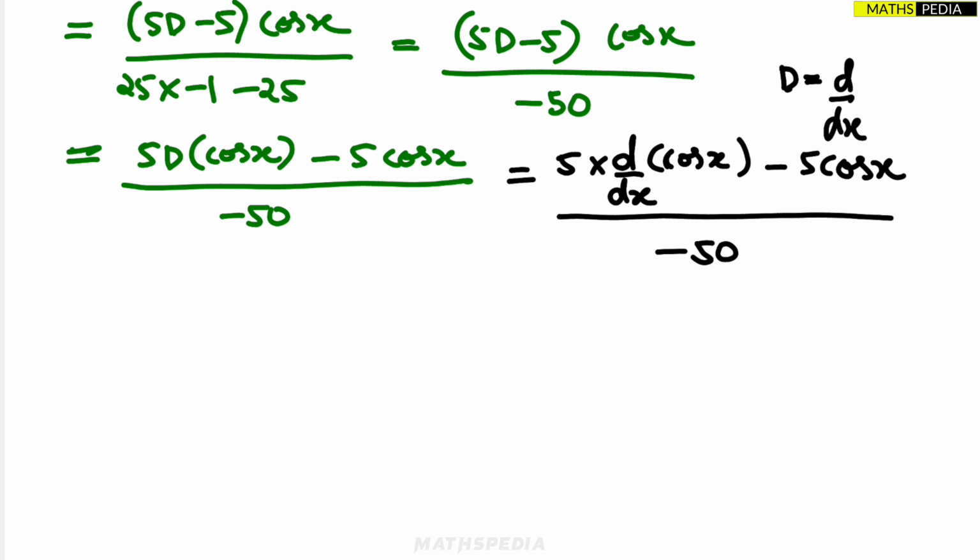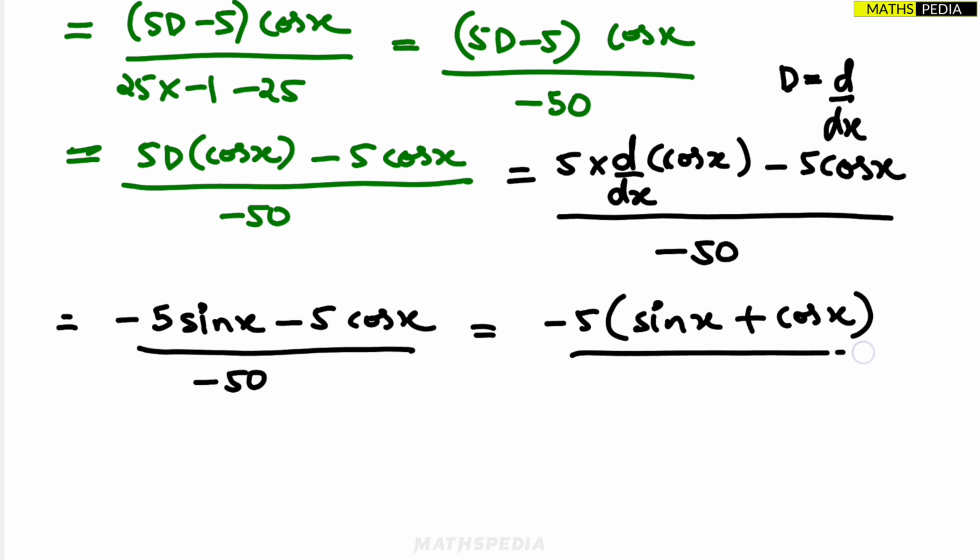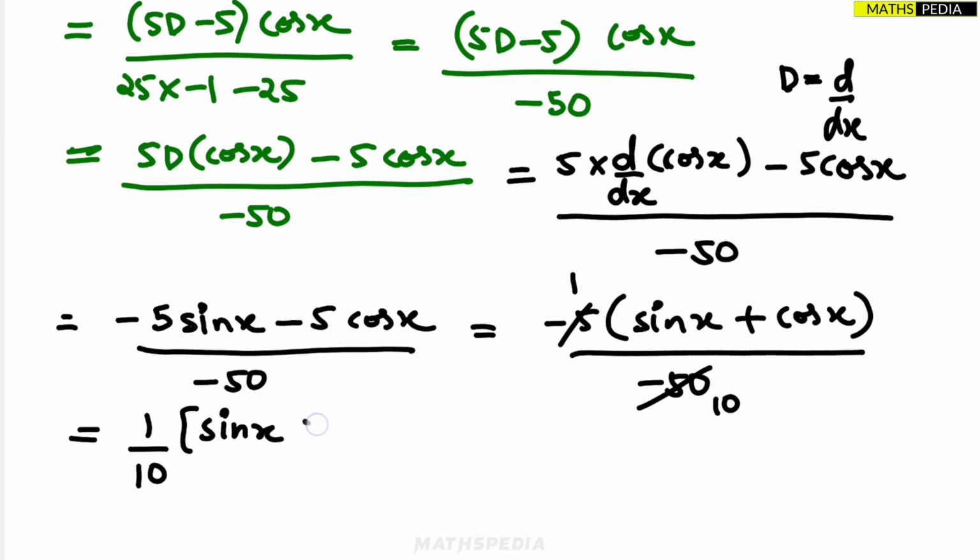Minus sin x. So it is equal to minus 5 sin x minus 5 cos x, whole divided by minus 50. From this, can I take minus 5 common? So what will be remaining? Sin x plus cos x, whole divided by minus 50. So the minus minus cancel. So what is the answer you're getting? 1 by 10 into sin x plus cos x.